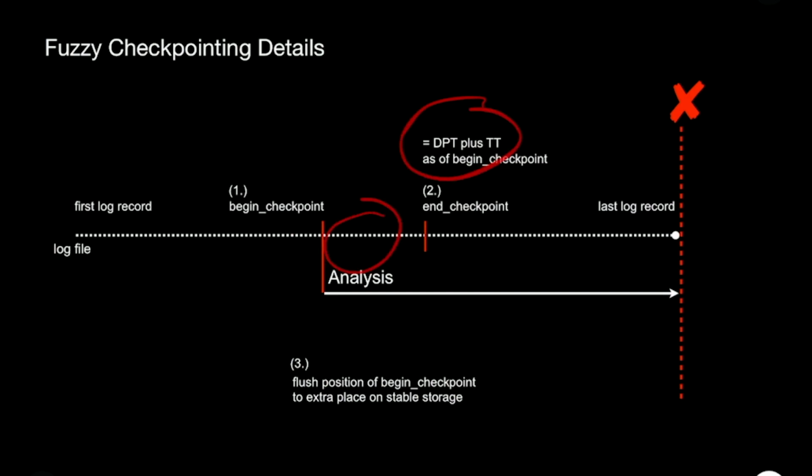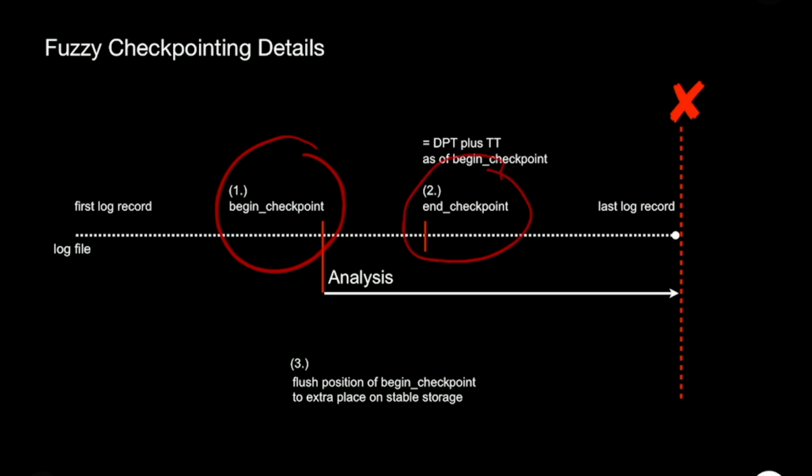However, in between, there may be other records. Yeah? So the database system still keeps on running, and other ongoing, concurrent transactions may write, update, commit, whatever log records in between the begin and the end checkpoint. So you write the begin checkpoint to mark the point in time, then you write the end checkpoint, and here you actually store in the log the DPT and TT as of this point in time. So everything in between is not considered yet in DPT and TT.